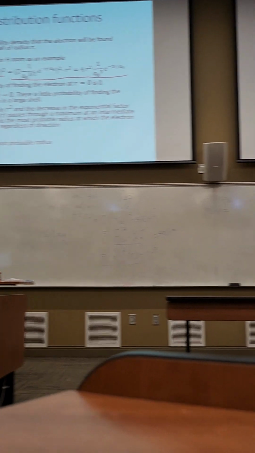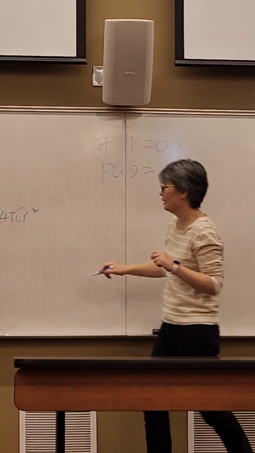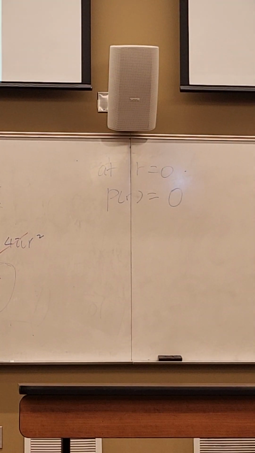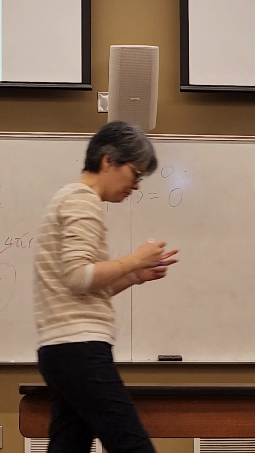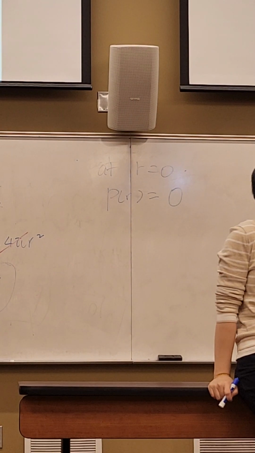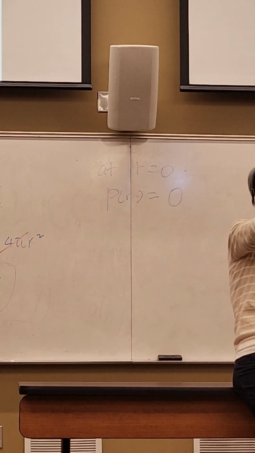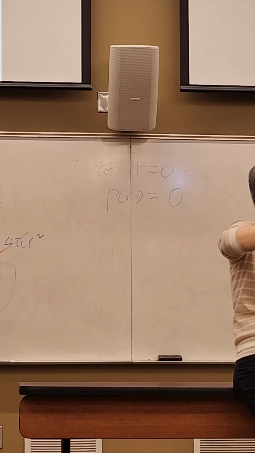0. Why? Because you have a square term right here. So r is 0, the whole thing vanishes to 0. So therefore, the probability to locate the electron when r equals 0, what does that mean? Where's the location of the electron? What does that tell you? There's a 0 probability to locate that electron at the nucleus.